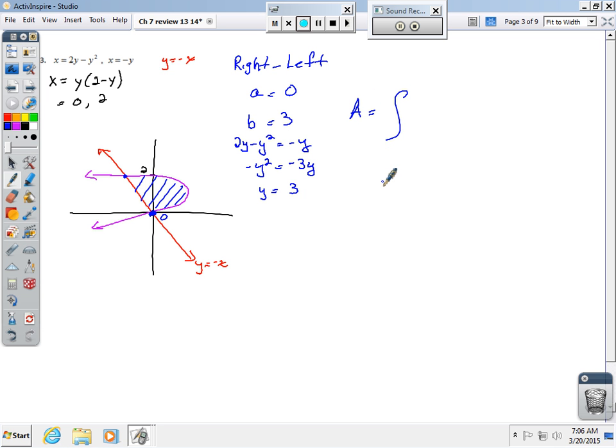So integrate from 0 to 3, and it's right minus left, so it's going to be 2y minus y squared minus negative y, dy. And again, you can grab your calculator for that, and you should get your area is equal to 9/2 units squared, or 4.5 units squared. Okay, so that's the first 3 just area problems. Then I'll do the next 3. All right.